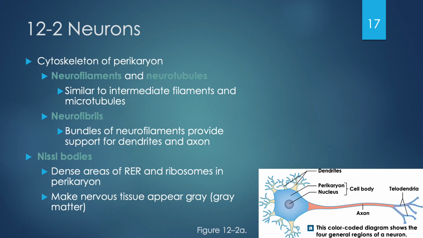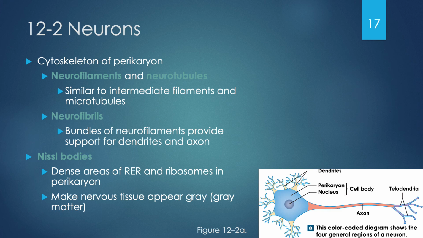Like all cells, neurons have a cytoskeleton in the perikaryon, which is the area around the nucleus, and in the cytoskeleton there are a number of structures which help to hold the cell in place so it doesn't just collapse upon itself. So some of the things that you'll find in the cytoskeleton are the neurofilaments and neurotubules, and these are basically just similar to the intermediate filaments and microtubules we've discussed before. There are also neurofibrils, and these are bundles of neurofilaments, and they also help to provide support for the dendrites and the axon. So let's just look at the image down below for a quick second.